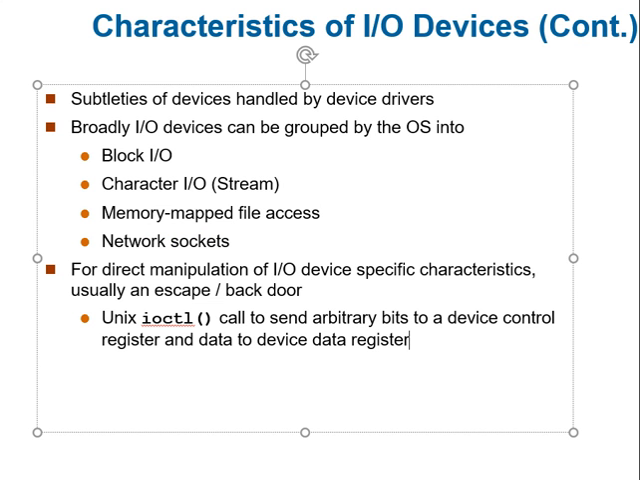For direct manipulation of I/O device specific characteristics, usually there is an escape or backdoor function you can use. Like in Unix, there is the IOCTL call to send arbitrary bits to the device control register and data to the device data register. This looks like a shortcut.